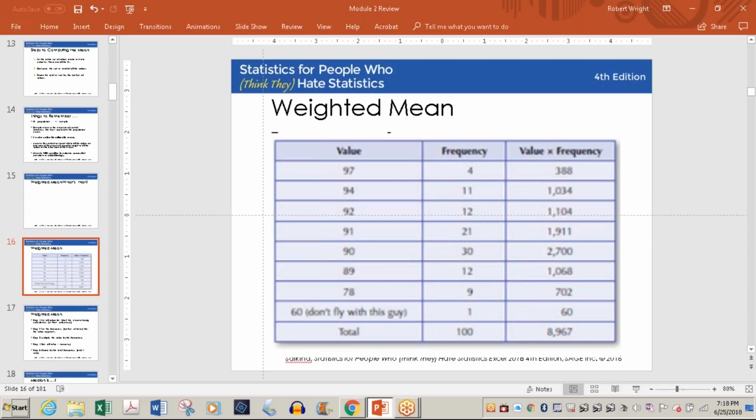Okay. And if you're using Excel, you can put the numbers and the frequency, and it'll set it up all for you. Is there a formula in Excel for weighted mean? Not for weighted mean. Basically, what you do. It would just do the average on it.